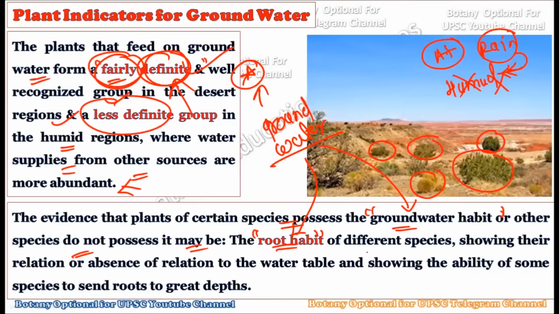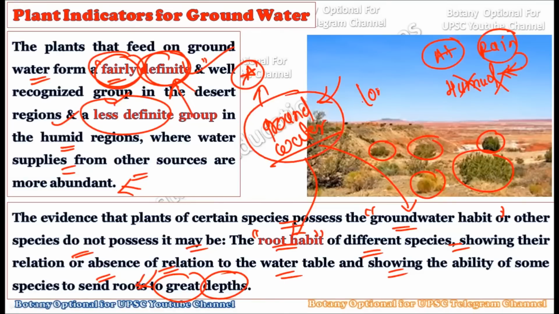Okay, now see, the root habit of different species shows their relation or the absence of a relation with the water table, and shows the ability of some species to send roots to great depth. For example, the species which are maximally dependent on the groundwater have very long roots. These long roots can penetrate deep into the ground in search of the water. So the plants which show the groundwater habit or the root habit can fall under the category of plant indicators for the groundwater.